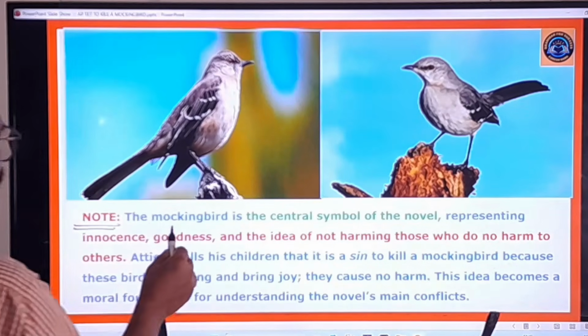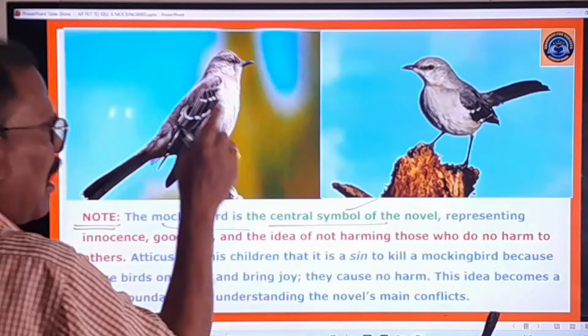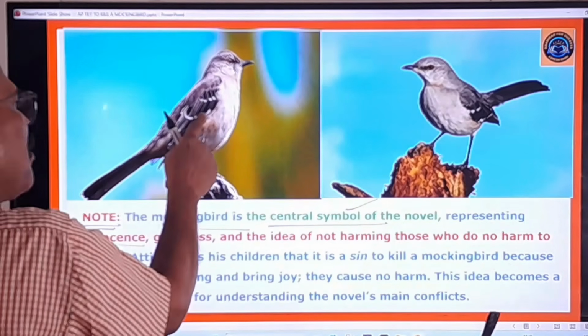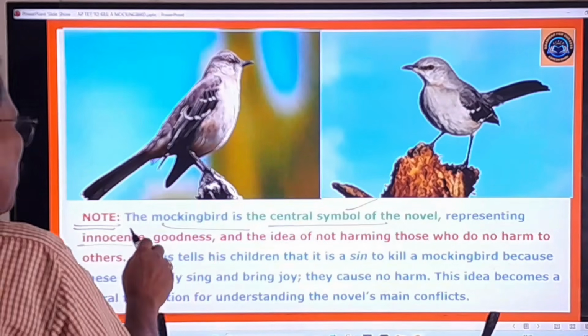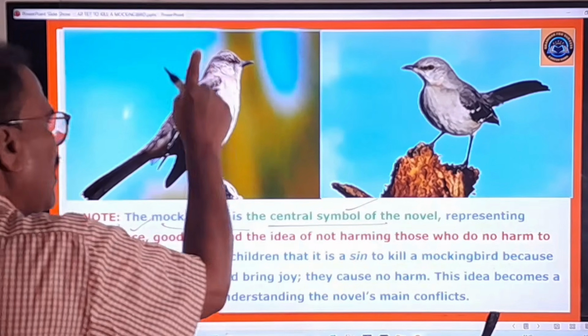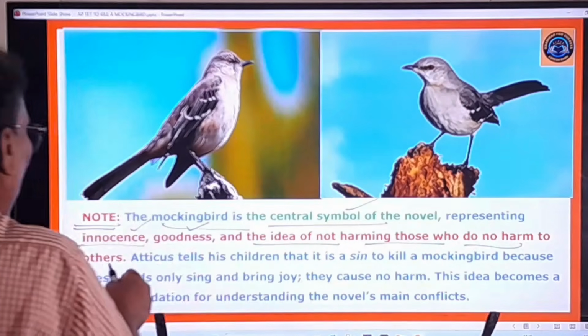What is that? The mockingbird is the central symbol of the novel, representing innocence. This mockingbird stands as a symbol for innocence. It stands as a symbol for goodness. It also stands as a symbol for the idea of not harming those who do not harm others.